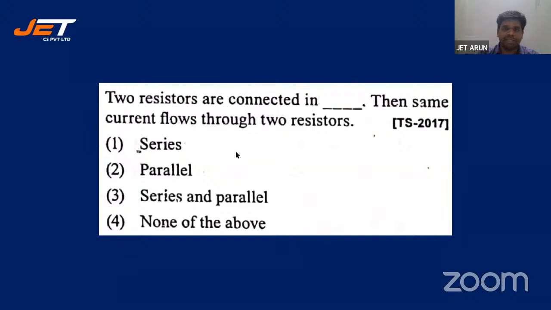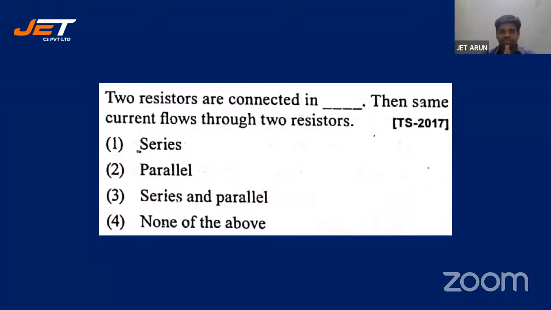Two resistors are connected in dash. Then the same current flows through the two resistors. Is it series, parallel, series and parallel, or none of the above? How do you connect so that the current flowing through the two resistors is the same? Series connect, or parallel connect? Okay, mixed response again. Confusion between 1 and 2.